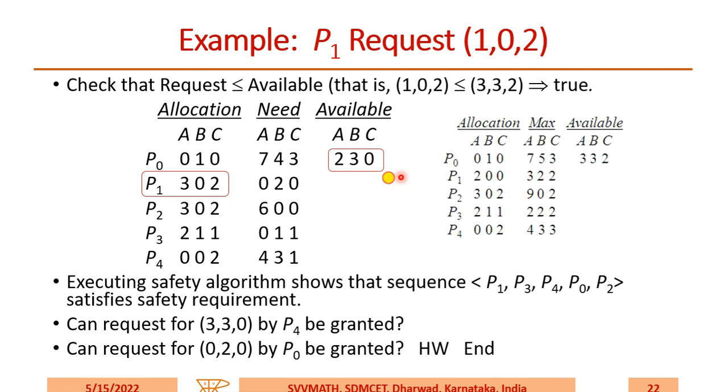Now compare with the previous. Previously available were 3, 3, 2. Now it is 2, 3, 0. So take this as homework and do it. And summary.